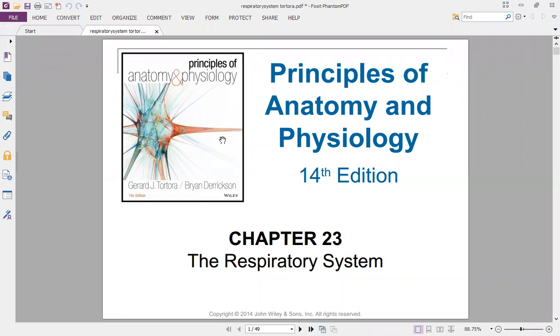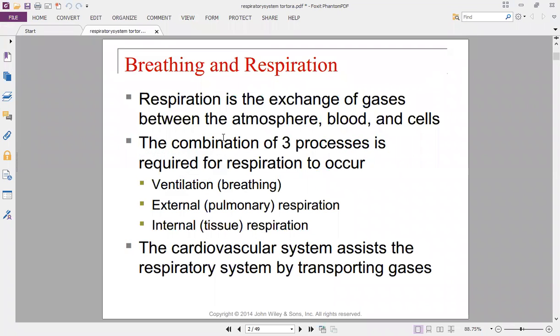We are discussing the respiratory system today. Respiratory system involves respiration and breathing. Respiration is about exchange of gases which occurs between the atmosphere, blood and cell. It is a combination of three processes: ventilation, which involves breathing; external pulmonary respiration, where the gas exchange occurs at the level of lungs; and internal tissue respiration, where the exchange occurs at the level of tissue.